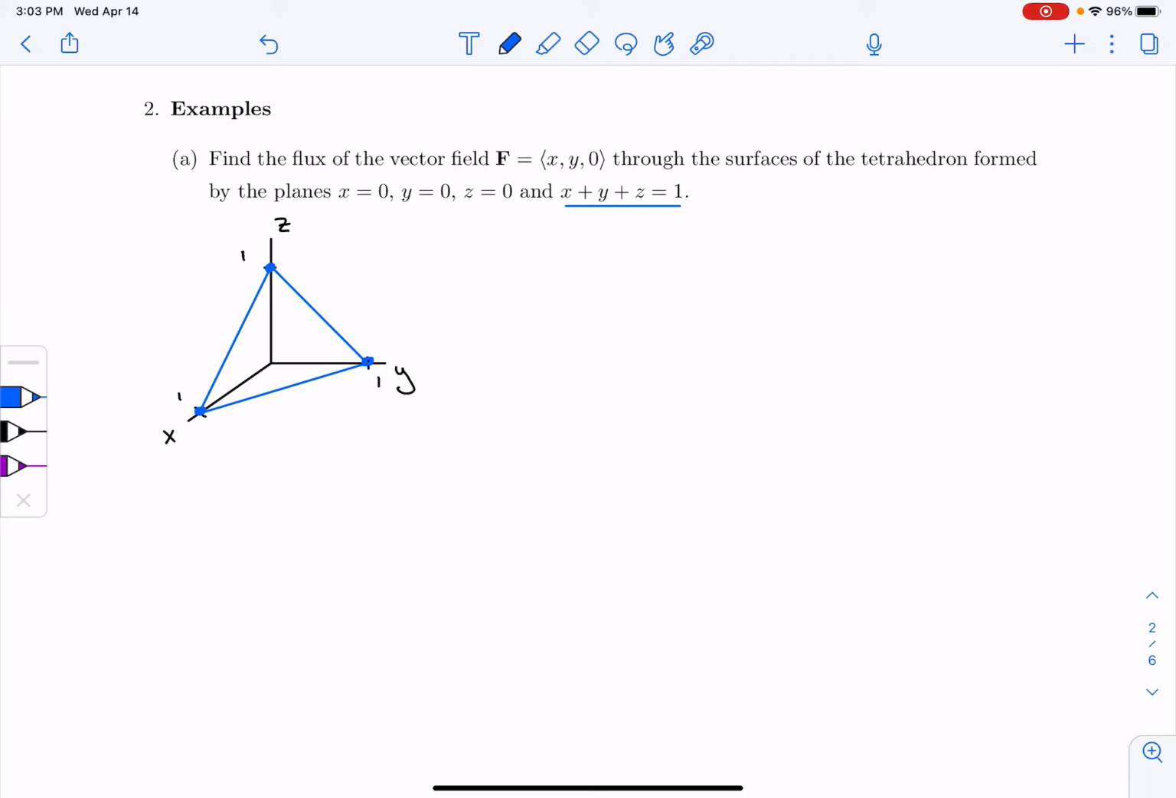And then I can plot the other faces by thinking about x equals 0 and thinking about y equals 0 and, of course, z equals 0. So this tetrahedron has 4 faces. And what we're going to do is find the flux of the vector field through each of the 4 faces. So we're going to start with the plane x plus y plus z equals 1, and that's going to be our first face.